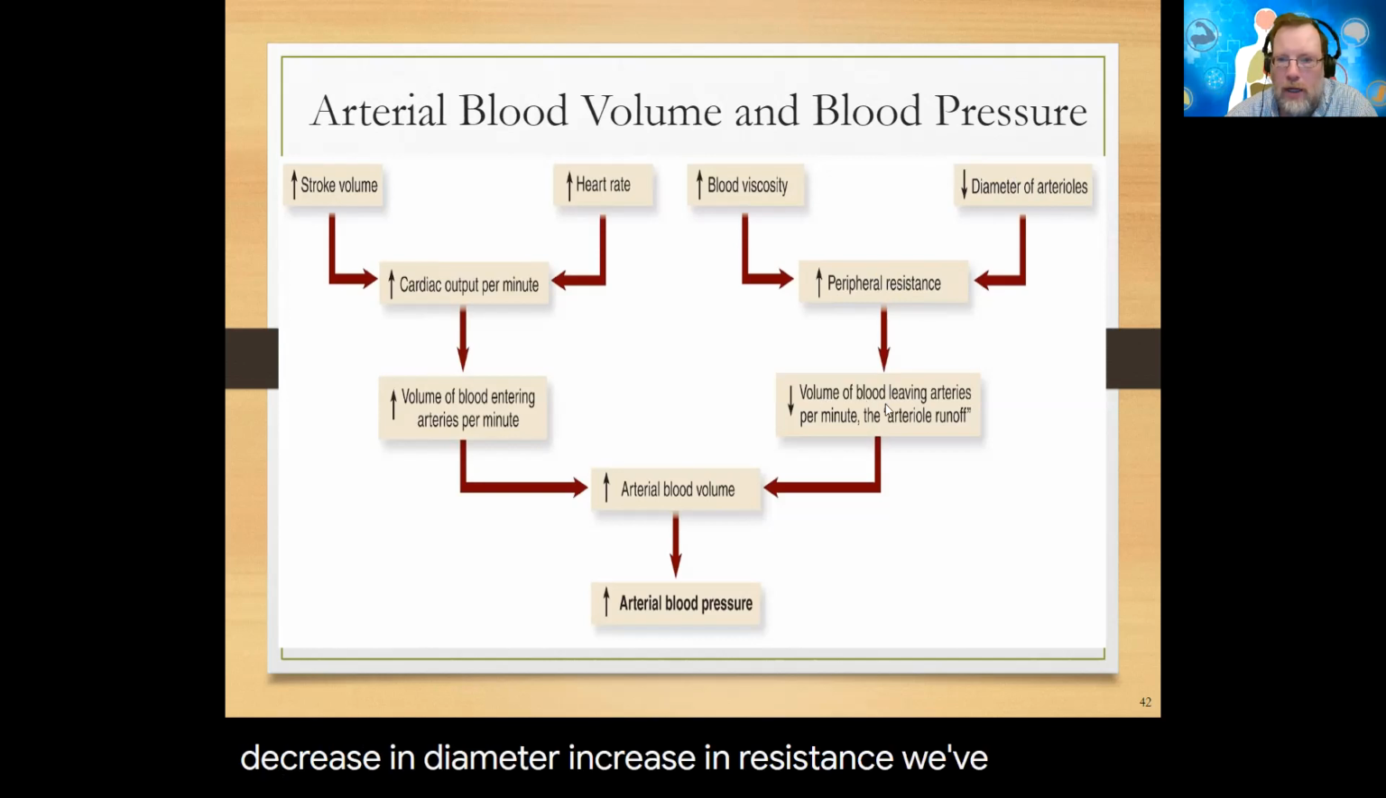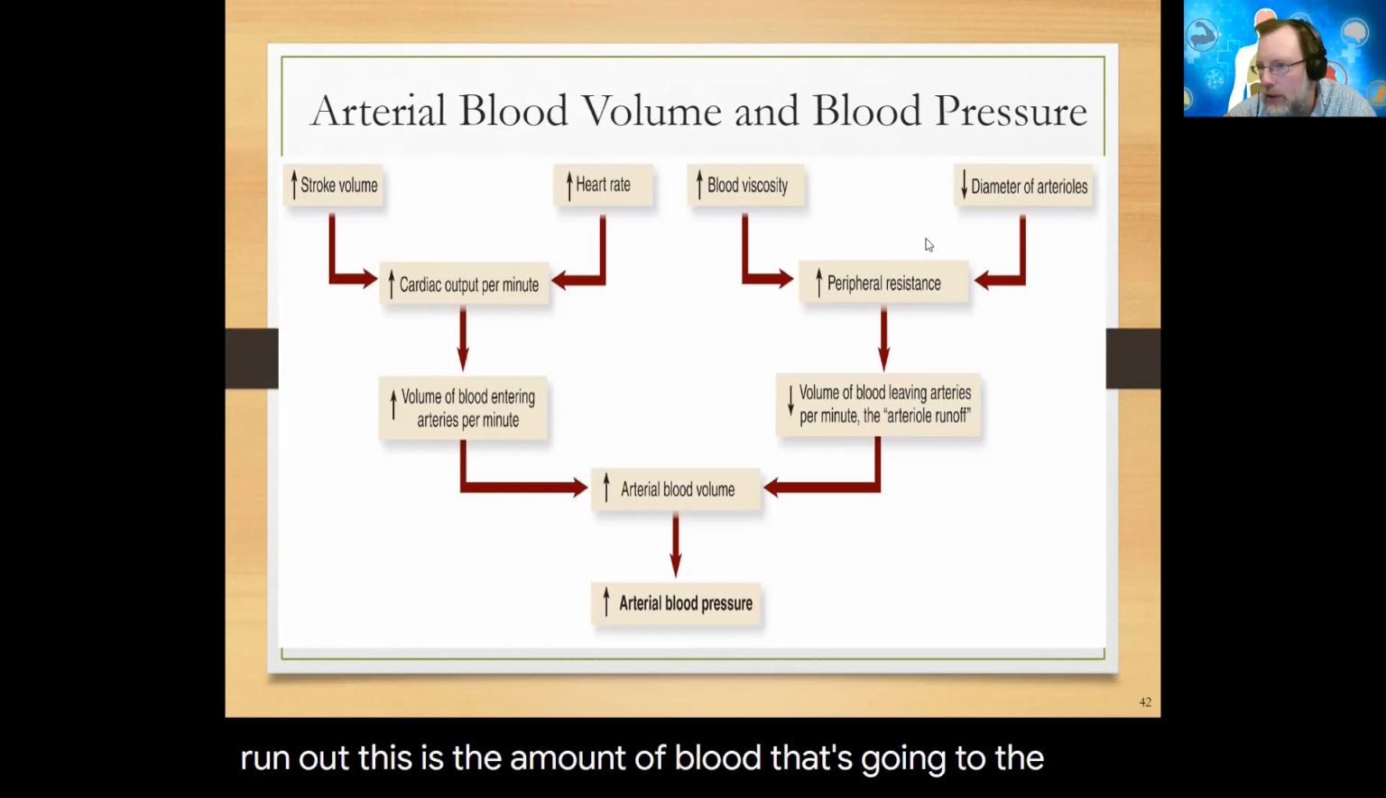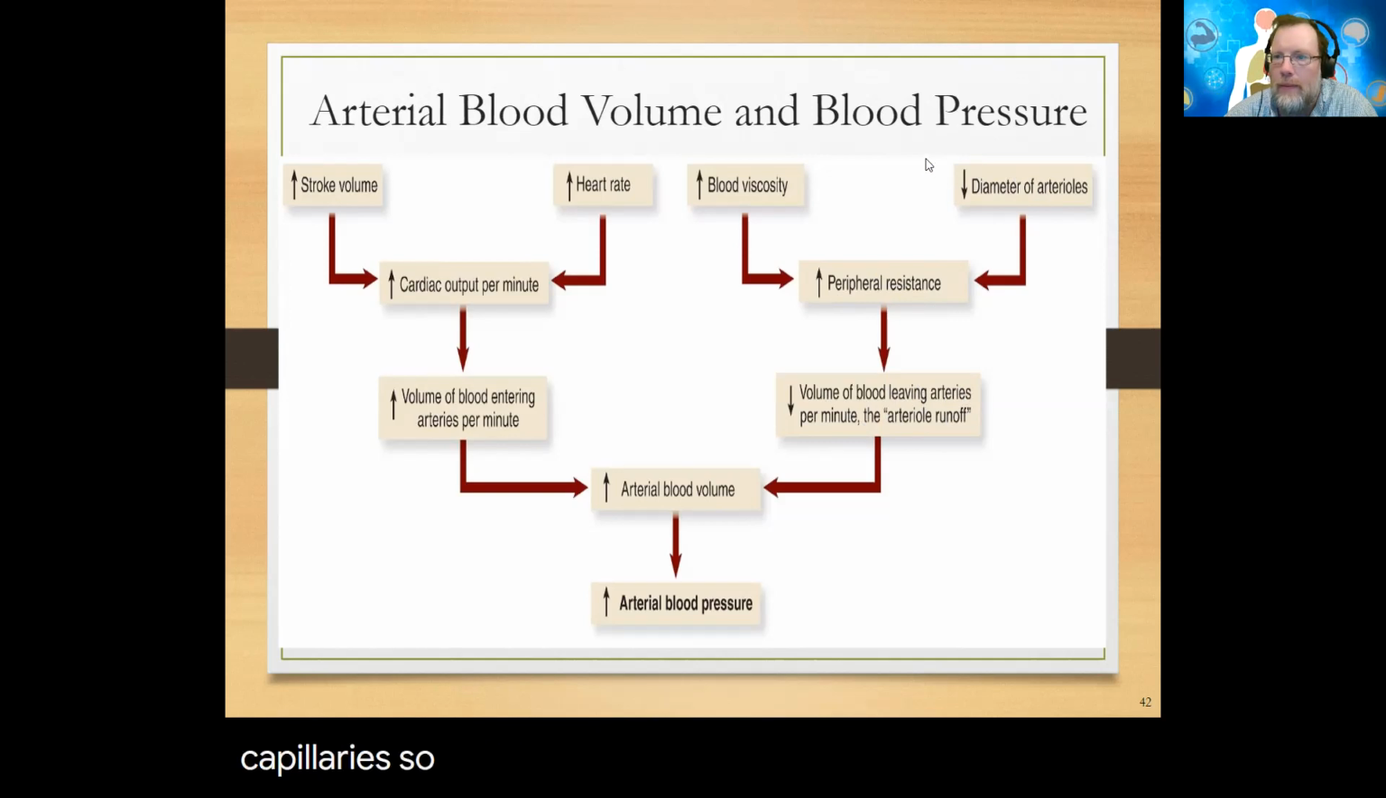We talk about volume of blood that leaves the arteries per minute, arterial runoff. This is the amount of blood that's going to the capillaries. So how do I get blood volume to stay normal? Well, I have to get it ultimately to the capillary networks throughout the body.